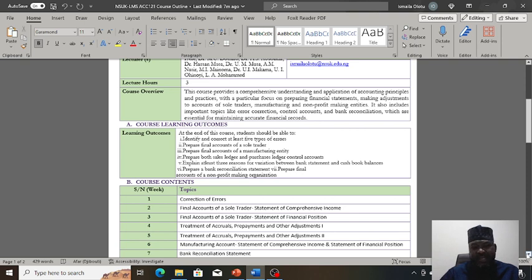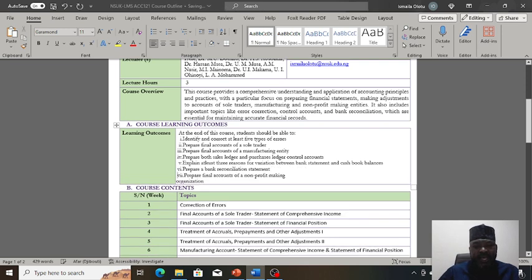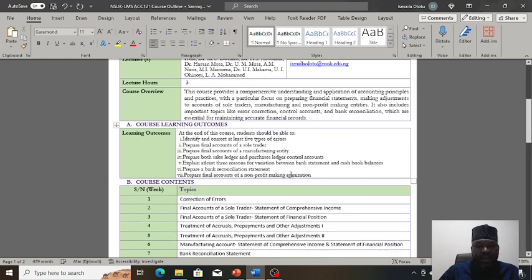We also expect students at the end of this course to prepare a bank reconciliation statement. And then lastly, we expect that students, after going through this course, should be able to prepare a final account of a non-profit making organization.